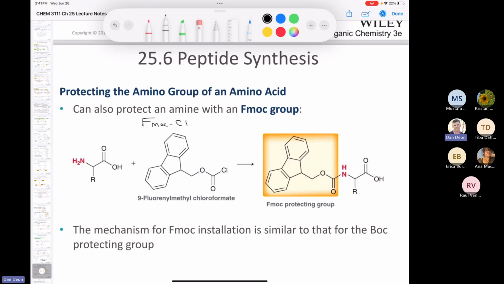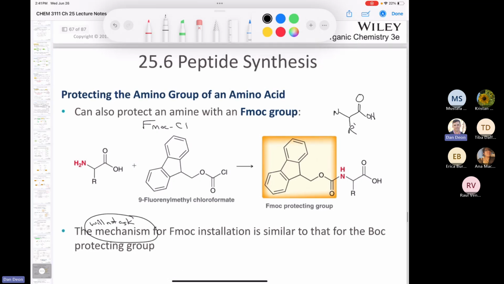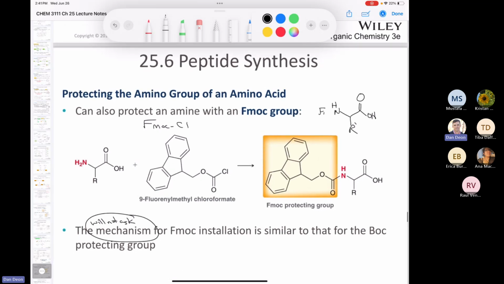There's no mechanism provided. Okay, I don't think it's put in here, so don't worry about it. We will not ask this mechanism, but it's very similar to that with the BOC protecting group. And instead of writing out this whole giant ring here, you could also just write, I have my carboxyl group, my no, that's not right. My R group, okay, your nitrogen, and then you can just write FMOC. That will be totally acceptable, okay?